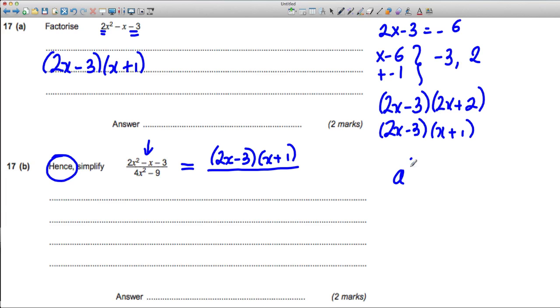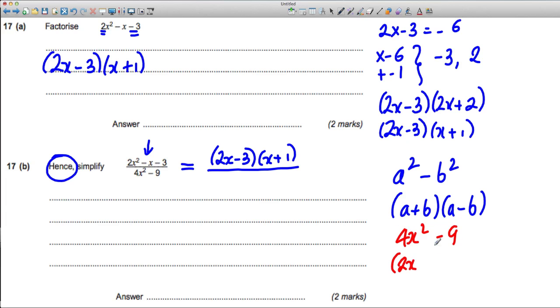You should see that when you've got a square number take away another square number, they factorise to a plus b, a minus b. Here, our square numbers, well, we've got 4x squared, subtract 9. What squares to 4x squared? Well, 2x. And what squares to 9? 3. So it'd be 2x plus 3, 2x minus 3. So on the bottom, we would have 2x plus 3, 2x minus 3.